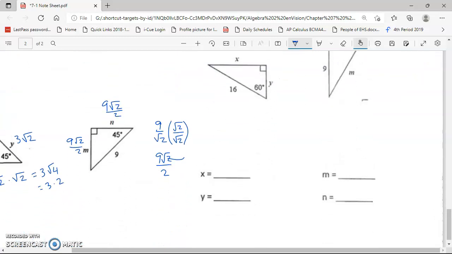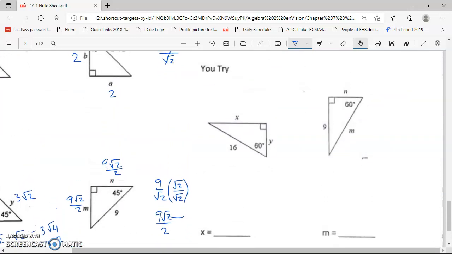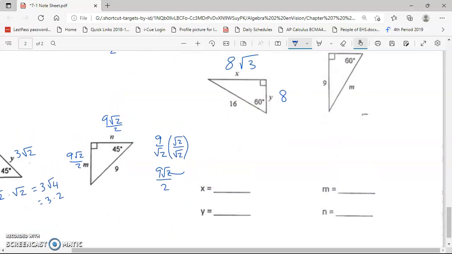All right, so these ones I have here for you to try. Pause first and then restart the video so that you can try it. Okay, so the hypotenuse is 16. That means the short leg is going to be half of that, and the long leg is going to be 8 times the square root of 3. So that means x is 8 and y is 8 root 3.